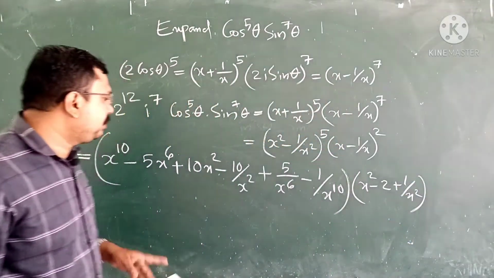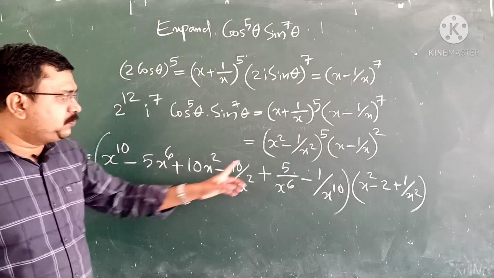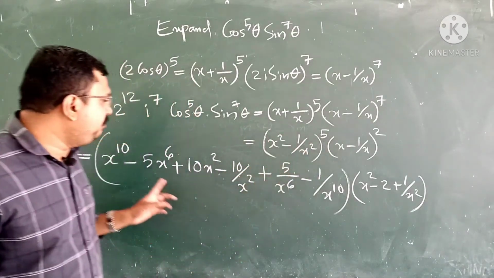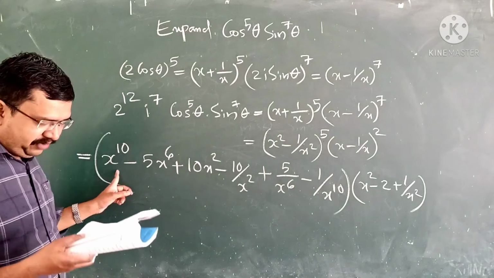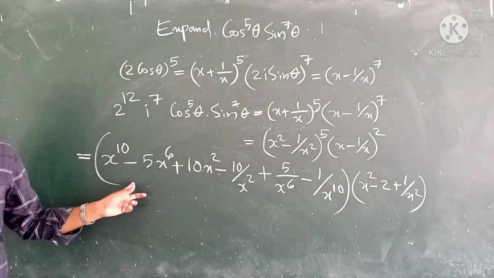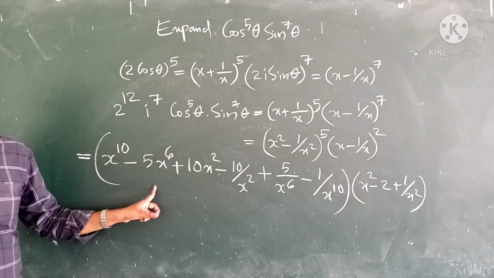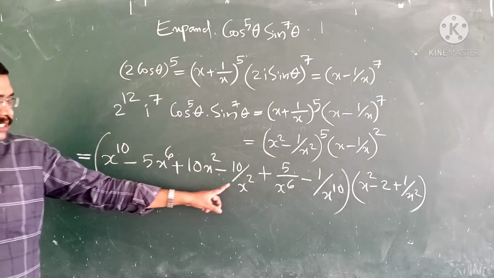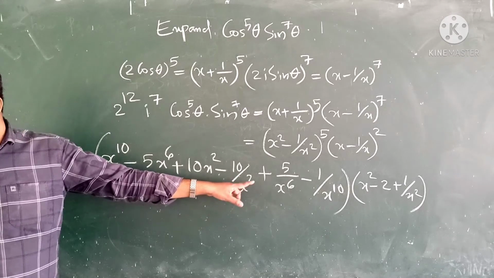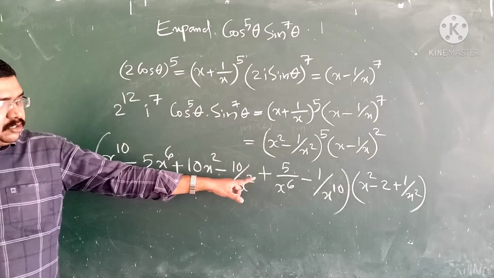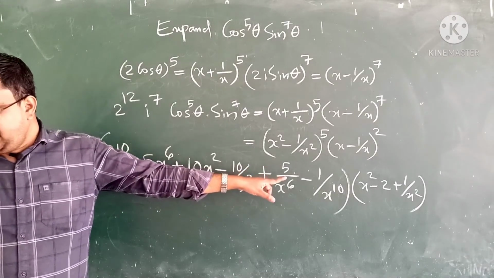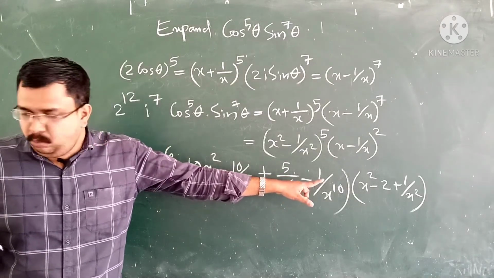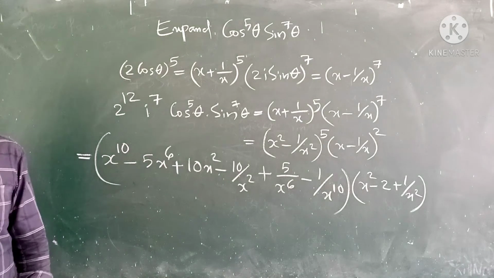Okay, please write down. We are expanding x square minus 1 by x square the whole raised to 5 using binomial theorem. We get x raised to 10 minus 5x raised to 6 plus 10x square minus 10 by x square plus 5 by x raised to 6 minus 1 by x raised to 10 into x square minus 2 plus 1 by x square.